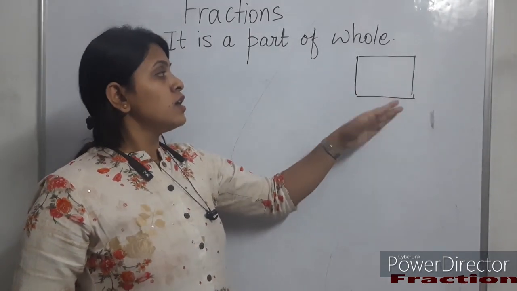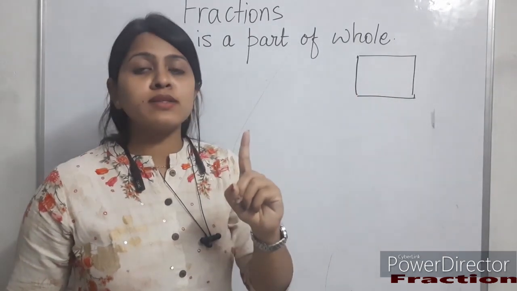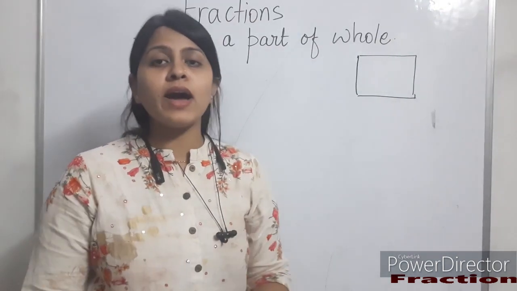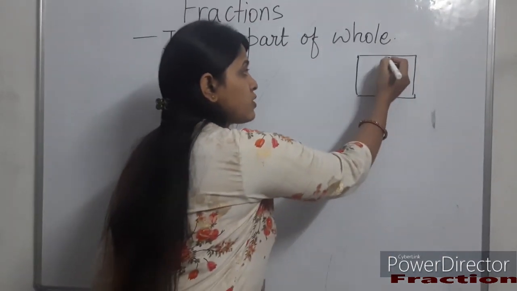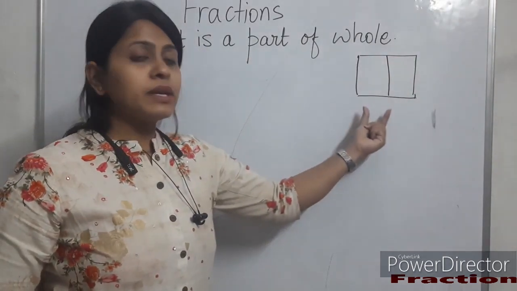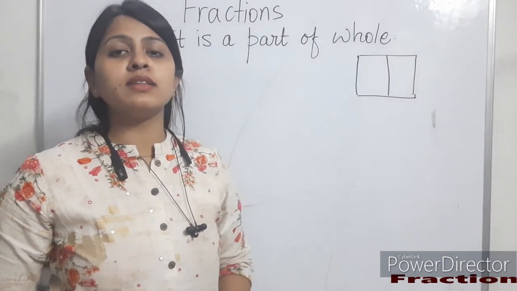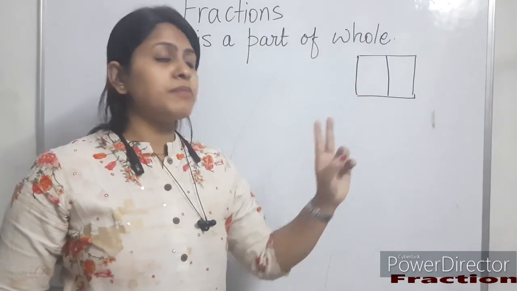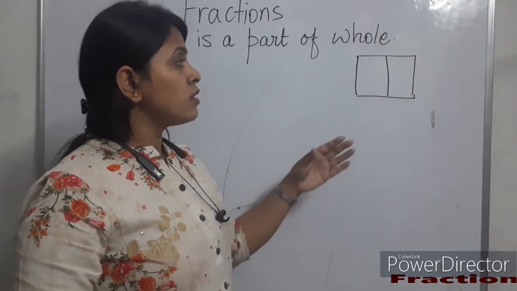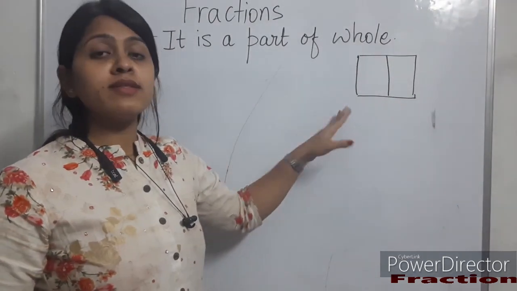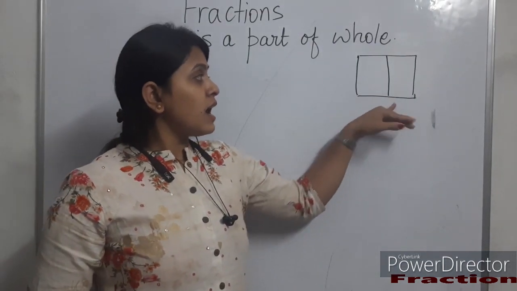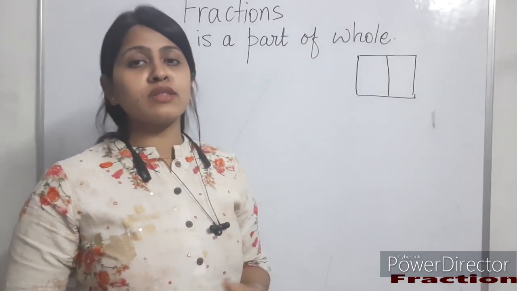So here a square has been drawn. You can see, this is one square. But when I have drawn a line, now how many parts are there? There are two parts. It was one square, but now there are two figures inside the square.